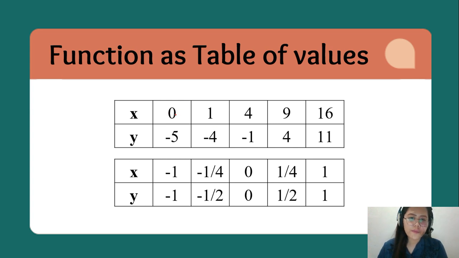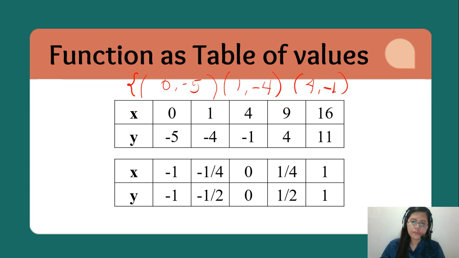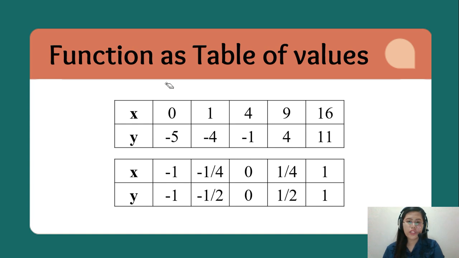So, your x, we have 0, 1, 4, 9, 16. And then y values. Kapag tinransfer po natin yan sa ordered pairs, ganito lang po yan: (0, -5), (1, -4), (4, -1), (9, 4), (16, 11). Sa ordered pairs, pero naipakita natin siya through table of values. Okay? So, paano natin malalaman na function or not function si given table of values?